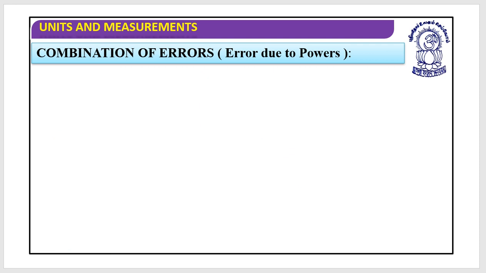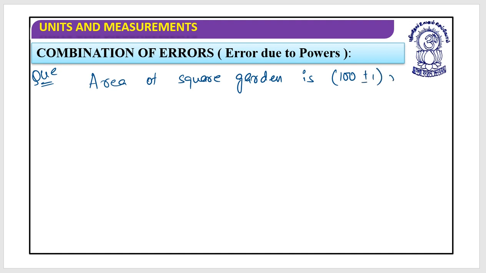Next. Let's say I have been given a very good numerical. I have been given that the area of a square garden is 100 plus or minus 1 meter square. I have to find out the length of the garden.